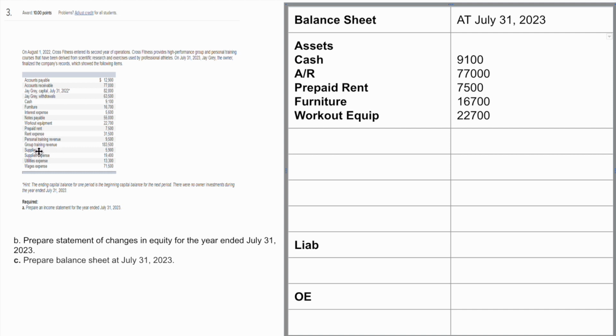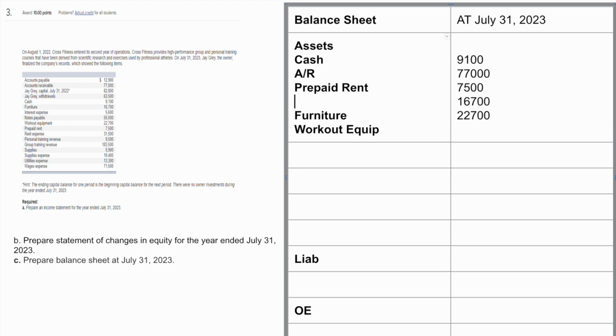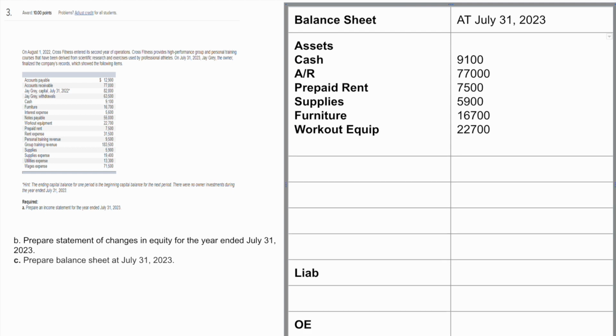And what else we got? Supplies is there as well. Supplies and prepaid rent are fairly liquid. You probably could sell them if you had to. So let's put supplies in the middle. Supplies was $5,900. Basically, those are all our assets. Those are the amounts that show up in our balance sheet as having value that we can use. If I total those up, total assets will come to $138,900. So that's our total assets according to the sheet.